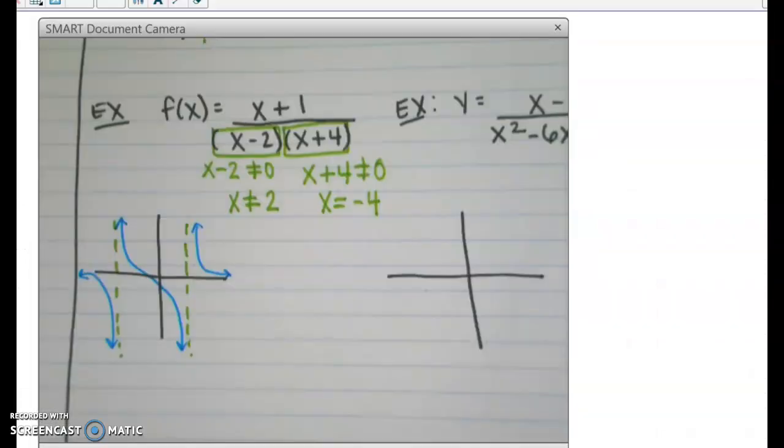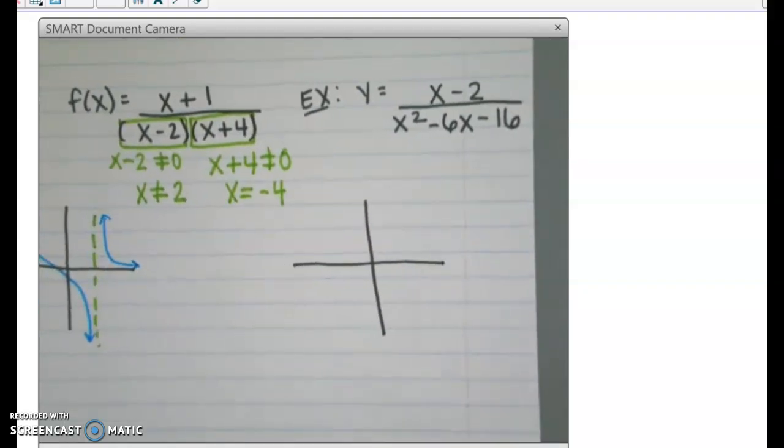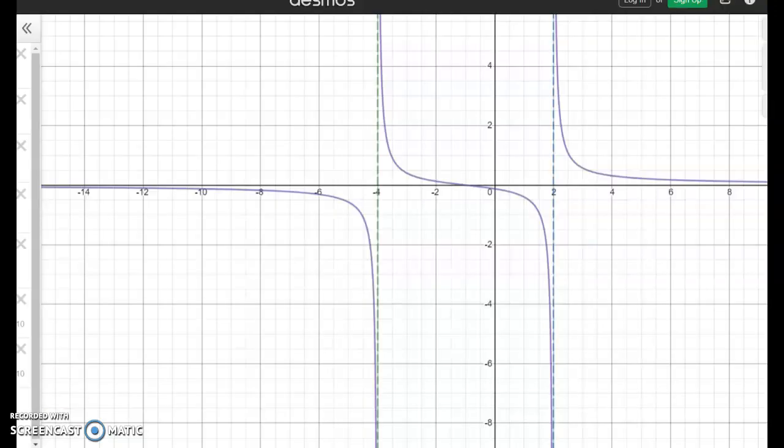All right, so the next one we're going to do in a little bit of a different order. The next one is x minus 2 over x squared minus 6x minus 16. So how many asymptotes do you think this one will have? Do you remember what to do with something like x squared minus 6x minus 16? Does that look familiar? All right, so I'm going to come over to Desmos, and I have that one already graphed.